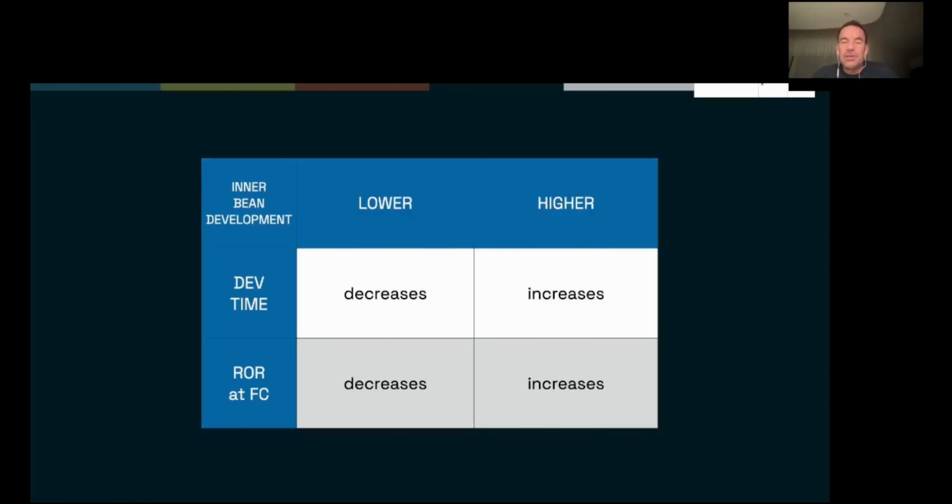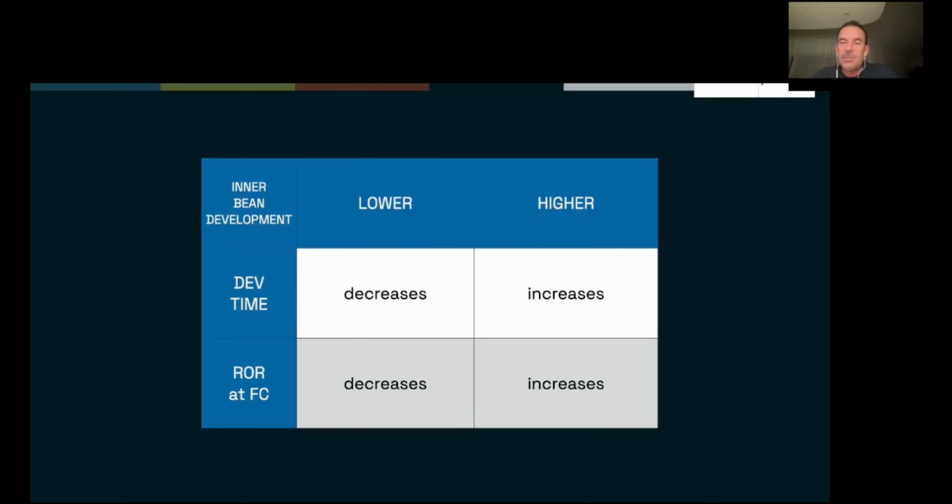If you want to affect inner bean development, of course, the easiest way to increase inner bean development is just to roast darker. Now, if you say, I don't want to roast darker, but I want to get a little bit more inner bean development, there are 2 levers you can pull. One is to reach first crack at a higher ROR. That will give you a little bit more pressure within the bean, and it tends to help develop the inside of the bean a bit more.